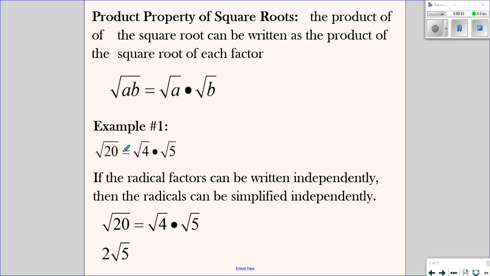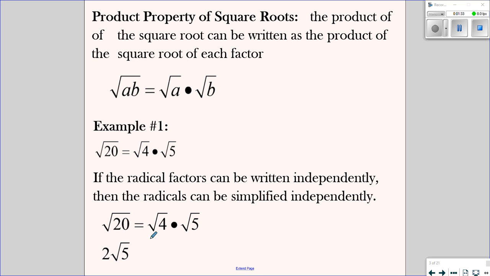For the first example, we see that the square root of 20 is equal to the square root of 4 times the square root of 5. Because when you multiply 4 and 5, you would get 20 underneath the radical. So if the radical factors can be written independently, then the radicals can be simplified independently. Notice how from the square root of 20, you break it down to factors of 20. One of them is going to give you a perfect square of 2, and the other one is just a prime number, and it stays underneath the radical because it cannot be broken further down.